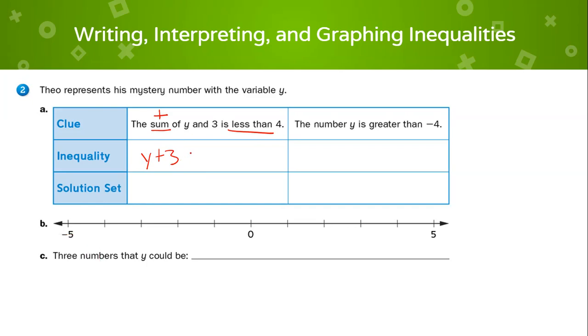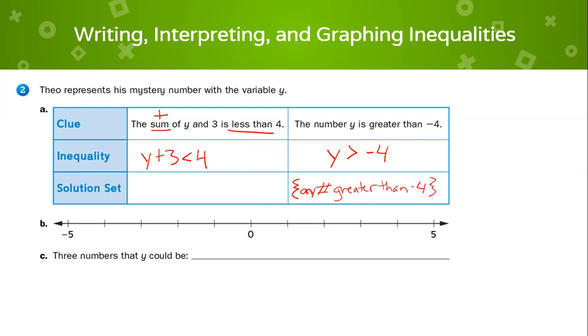Y plus 3 is less than 4. On the other side, it's a lot easier because we only have one step. The number y is greater than -4. So y is greater than -4. Let's find the solution sets here. Well, the solution set for the one on the right is easier because I don't have to do any calculation. The solution set, remember those weird brackets, is any number greater than -4.